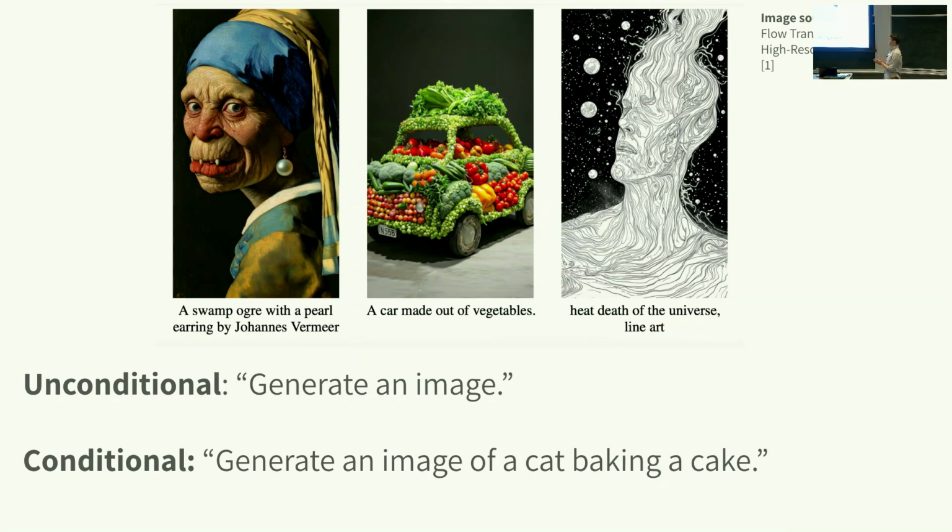And up here, we have images sampled from Stable Diffusion 3. It's this Scaling Rectified Flow Transformers for High-Resolution Image Synthesis. This is the Stable Diffusion 3 technical report. And we have these 3 prompts paired with these wonderful captions. The first is a swamp ogre, these pearl earrings. We have a car made out of vegetables. And then we have this line drawing of the heat death of the universe. And really what we're going to be asking ourselves is, we've been generating samples from 2-dimensional distributions, little checkerboards in 2 dimensions.